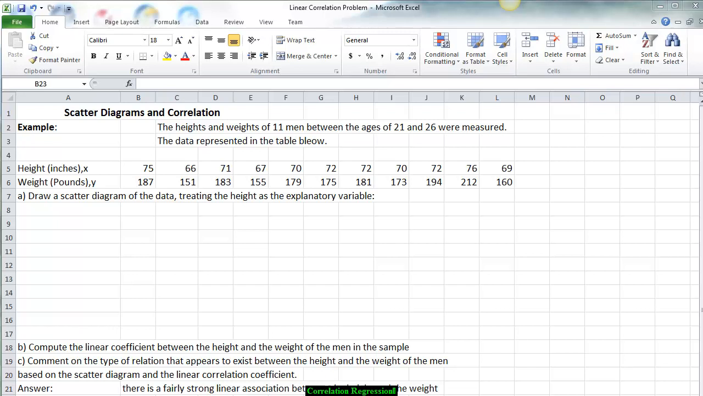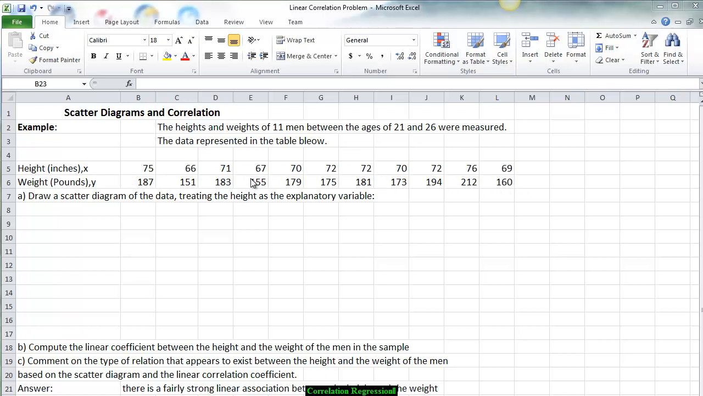We are now going to learn how to use an Excel spreadsheet in order to draw a scatter diagram for our variables, get the least square regression line, and get the information we need to determine whether or not there is a relationship between the explanatory variable and the response variable. In this problem, we have the heights and weights of 11 men between the ages of 21 and 26 that were measured. The explanatory variable is the height, so we have all the heights listed in this row, and their weights would be the response variable.